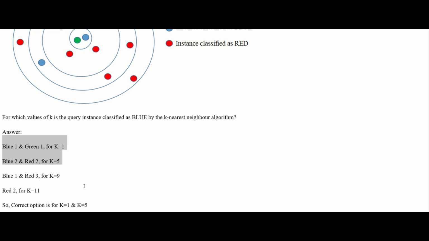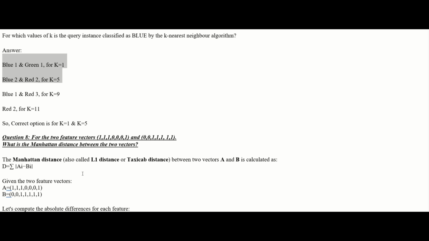Now question 8 is about the two feature vectors 1 1 1 0 0 0 1 and 0 0 0 1 1 1 1 1 1. What is the one-bounded distance between the two vectors? The one-bounded distance, also called the L1 distance or taxicab distance between two vectors, is calculated as sigma of the absolute value of Ai minus Bi. So these are the two sequences.